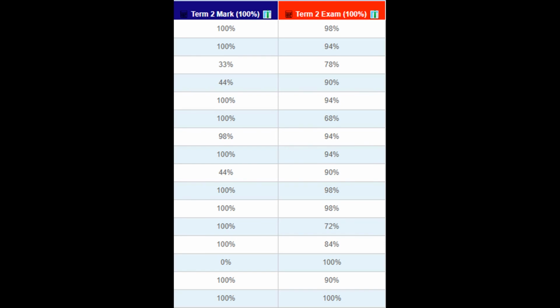But you can see that those students, generally speaking, need the exam to bring those marks up. And you can see that the exam is actually benefiting them. The other way around, they don't lose too much.